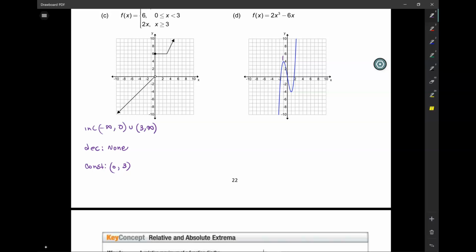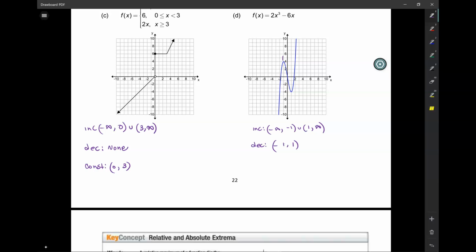Okay, so this next one, it's increasing from negative infinity to what? Negative 1. And then again, 1 to infinity. And then it's decreasing from negative 1 to 1. Okay, now we talked about increasing and decreasing.